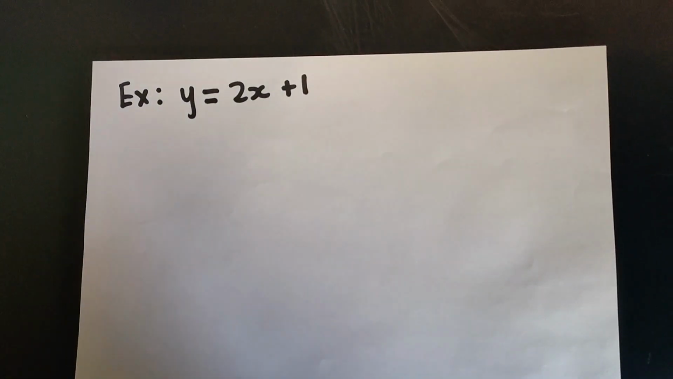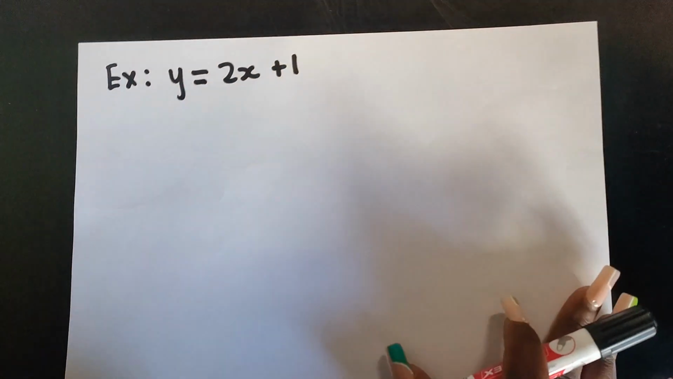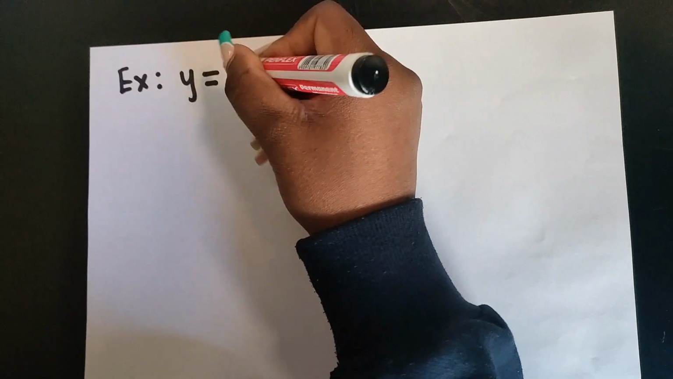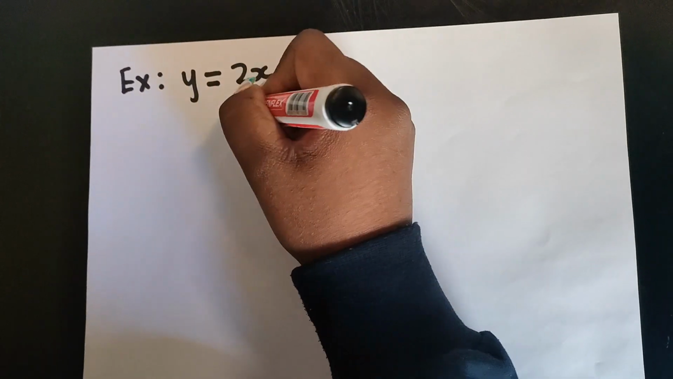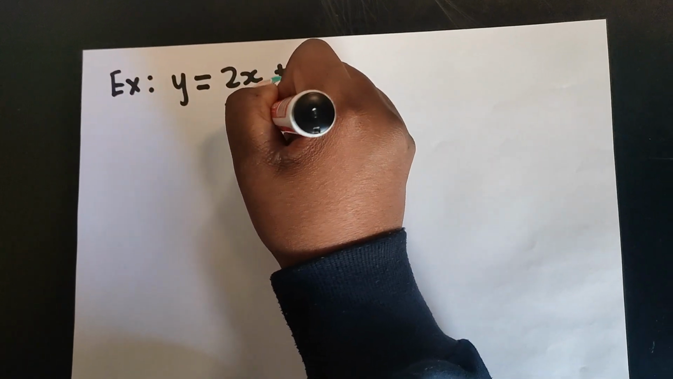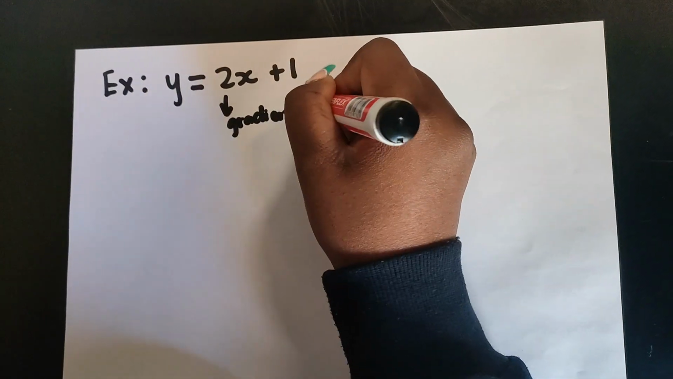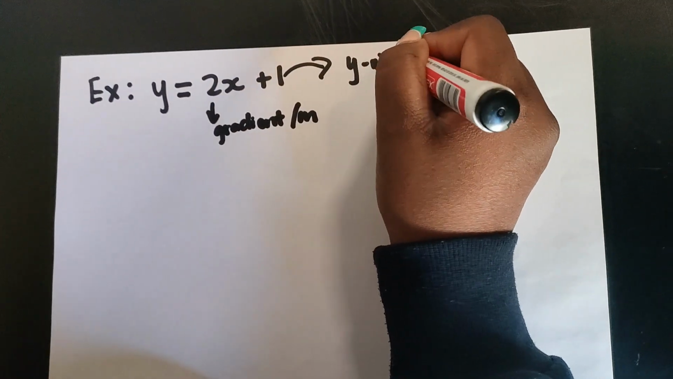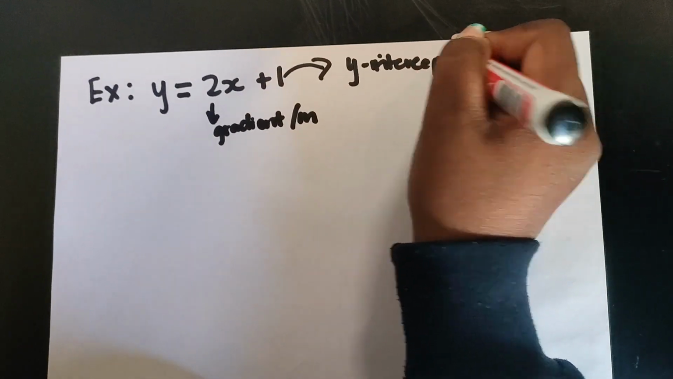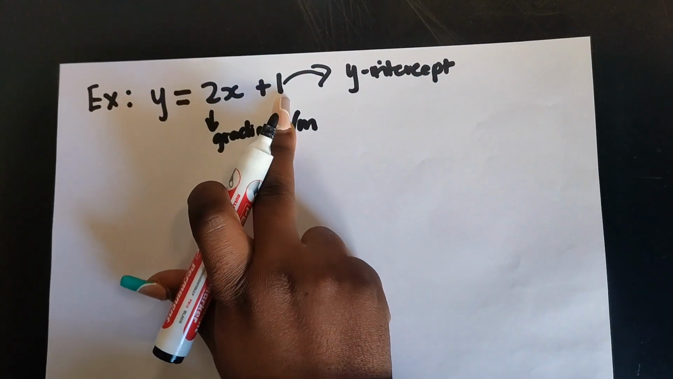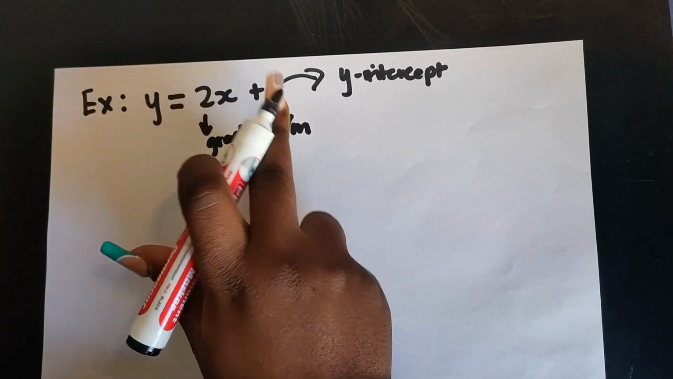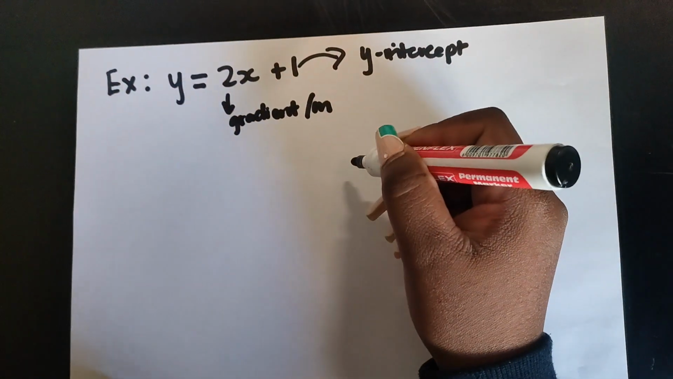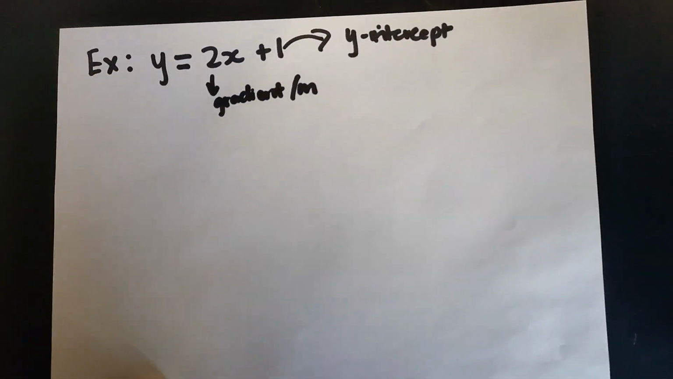Here we have y equals 2x plus 1. This is your function. This is your gradient or your m. This is your y-intercept. That means this is where your function is going to touch the y-axis, at 1. Okay, let's try drawing this out.